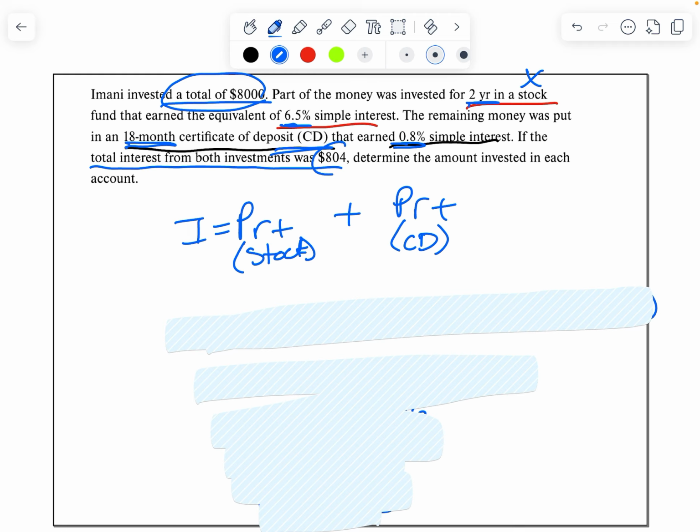So this 804 is going to be our total interest. Since we have two different accounts, we could say the interest from our stock plus the interest in our CD adds up to our total interest, right? So PRT from the stock plus PRT from the CD equals I.